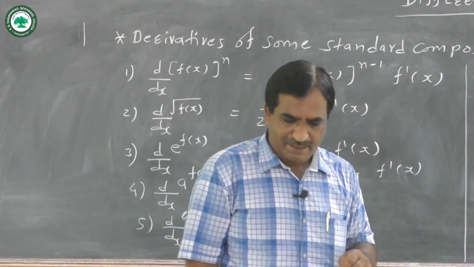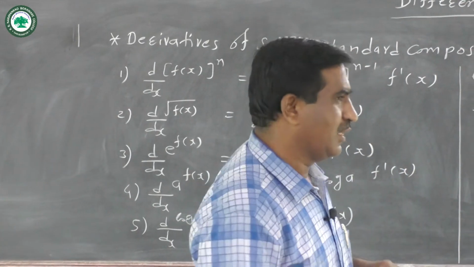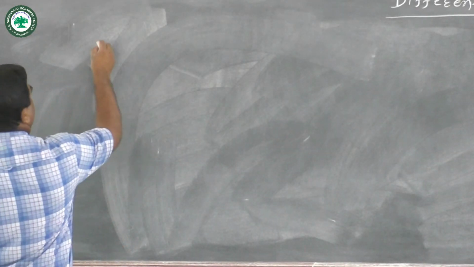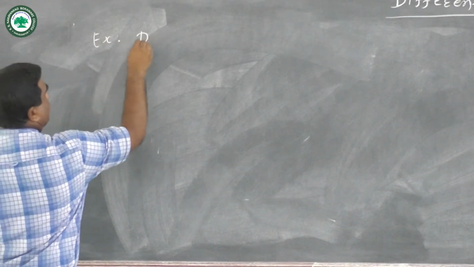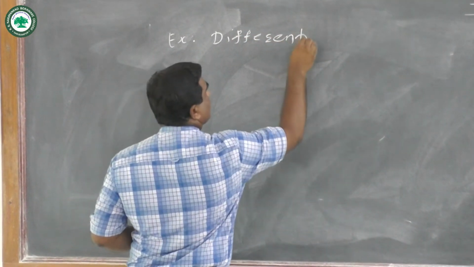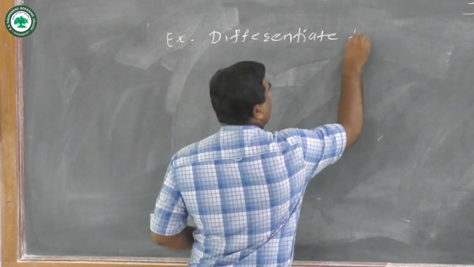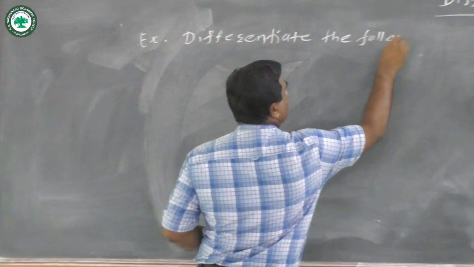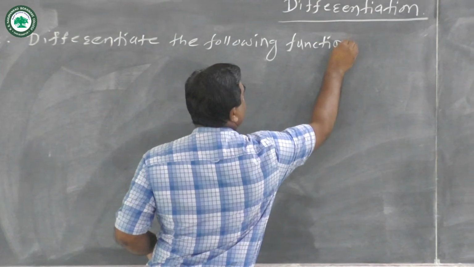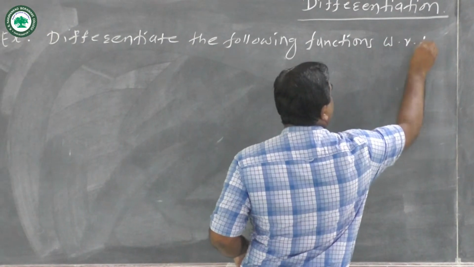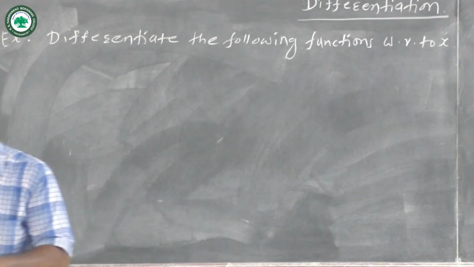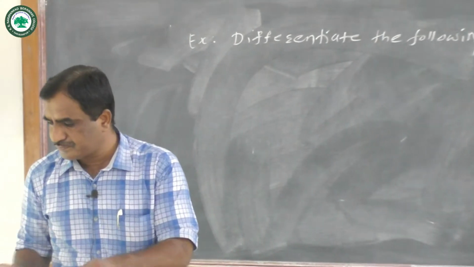Okay. Now we see some examples on derivatives of composite functions. Example: differentiate the following functions with respect to x. Now we see some examples here.